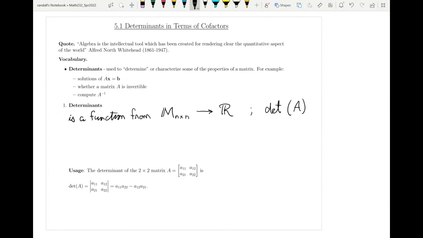So the domain is square matrices, n by n square matrices. There's actually one function for each such size of matrices. So there's one determinant function for the 2 by 2 matrices, one for the 3 by 3 matrices, etc. The codomain is the real numbers, but actually the range is the real numbers. So that means the determinant function can assume all possible real numbers.